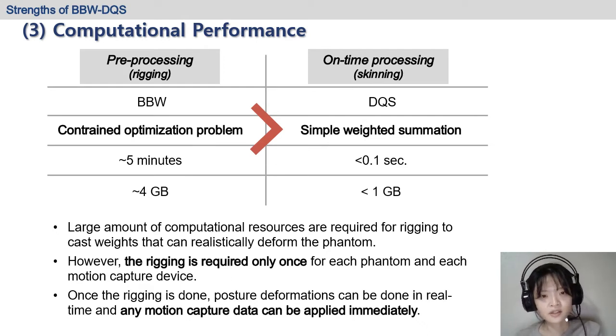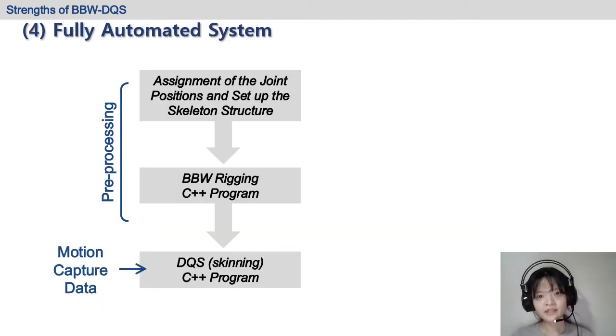In addition, pre-processing is just pre-processing, and it is required only once for each phantom and each motion capture device, which means that we need to do this only once when we change the phantom or device. In addition, as we aimed, it is a fully automated system.